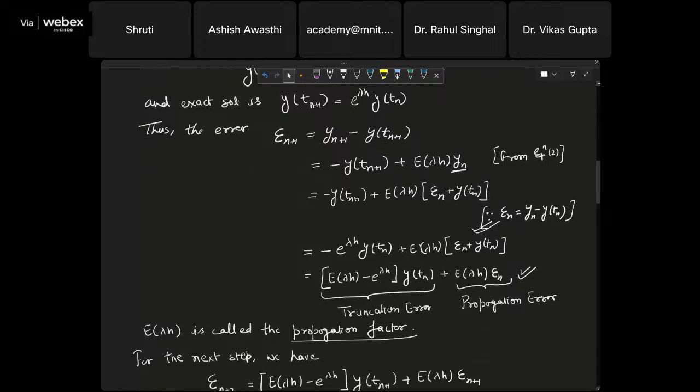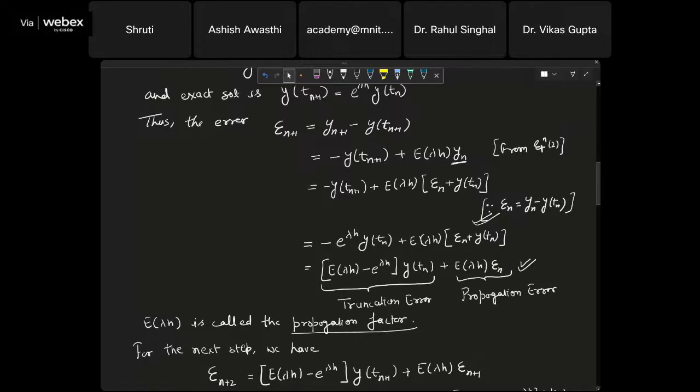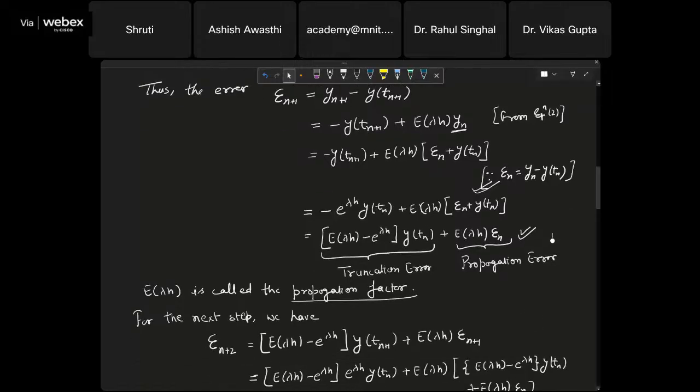Fine, so this is the interpretation of these two terms, and here this capital E at lambda h is known as the propagation factor. Similarly, for the next step, at the n plus 2 step, we can calculate the error with the help of this formula which we just obtained.